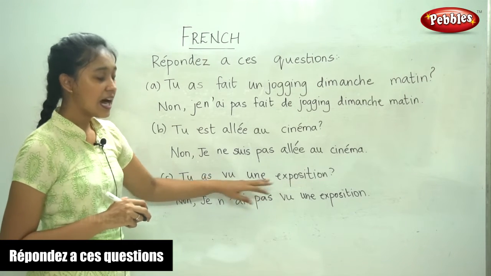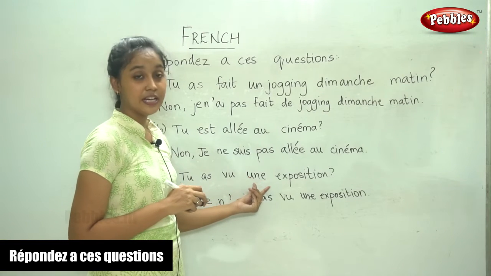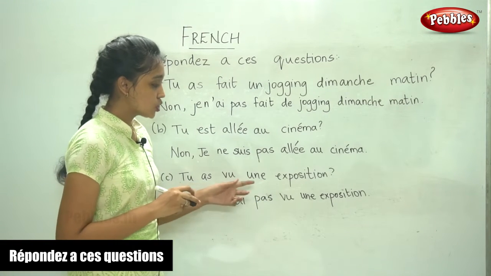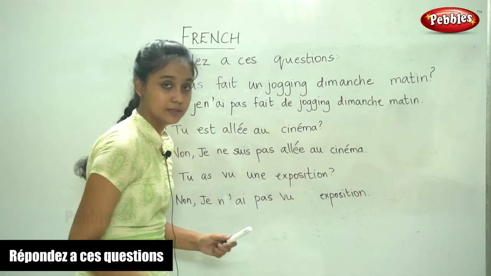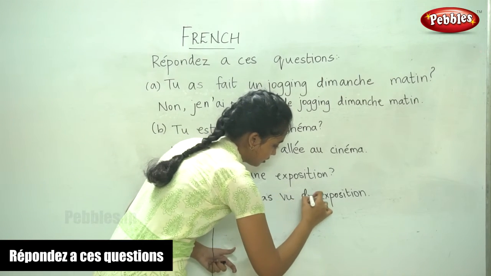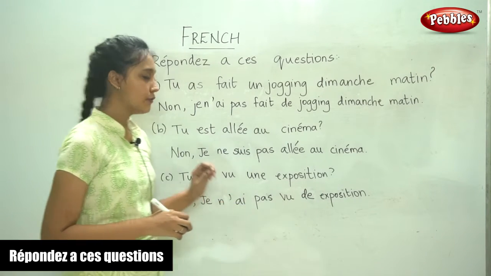Here, I told you indefinite article becomes de. So, une will become de. So, do not forget that. I made that mistake. So, do not forget that.